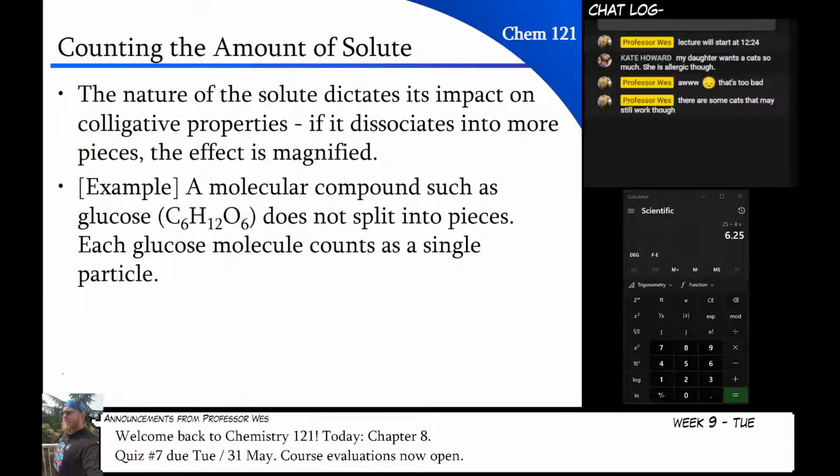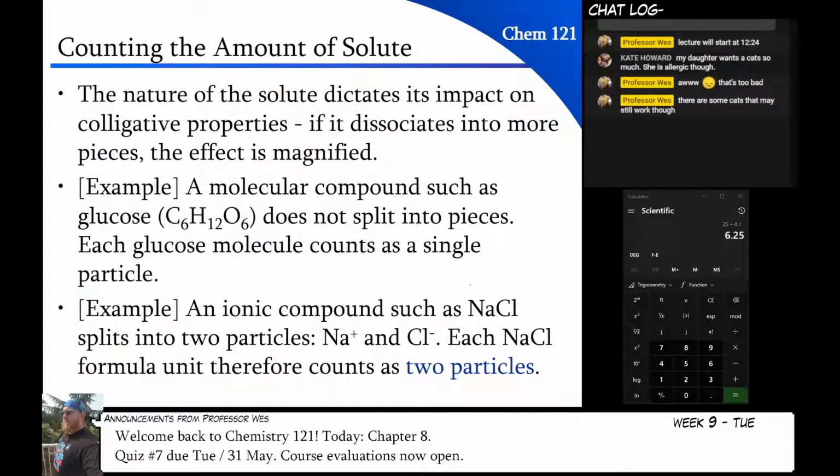Now, what if we instead used sodium chloride? Well, sodium chloride is ionic, and ionic compounds dissociate into ions. So sodium chloride would dissociate into a sodium ion and a chloride ion. And so for each sodium chloride, quote-unquote, molecule, formula unit, we'll call it, you actually contribute 2 particles. And so using sodium chloride would be twice as effective as using sugar.